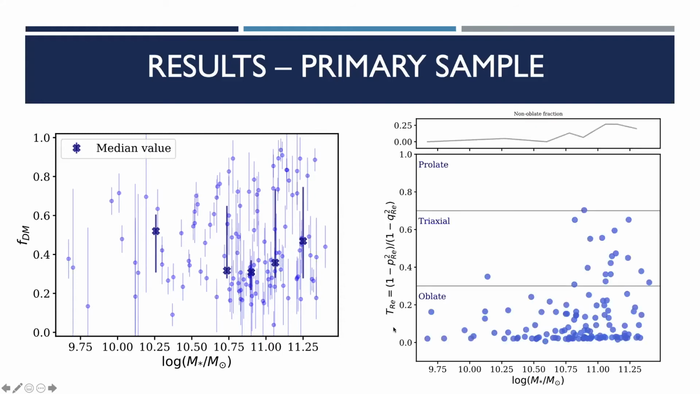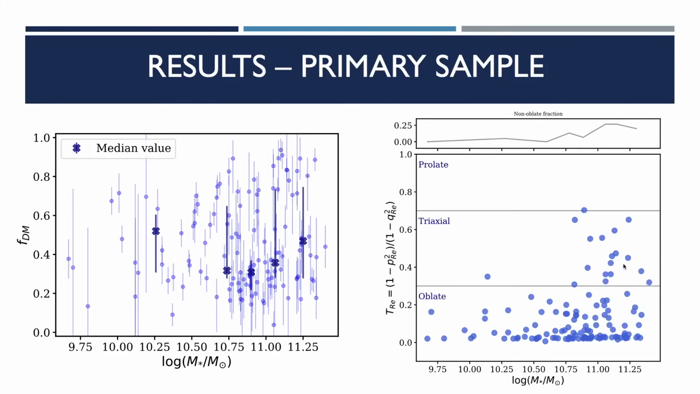Then for the intrinsic shape of the galaxies, this is the triaxiality parameter versus stellar mass. Depending on the value of this parameter, galaxies are classified as oblate, triaxial, or prolate. As you can see, most of the galaxies are oblate, but we do see an increase of non-oblate galaxies with increasing stellar mass. This is also clear in the top panel, where I plotted the fraction of non-oblate galaxies with increasing stellar mass. The x-axis is the same as below.